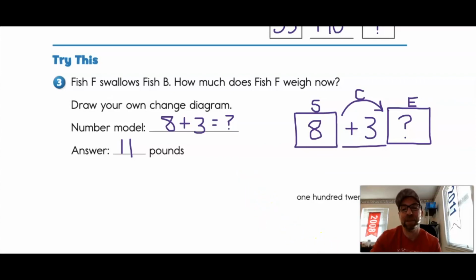Awesome job. All right, 2nd grade. Today, we revisited the start, change, end diagram, and we solved some change to more number stories. You're going to have some practice problems in your seesaw activity, and I can't wait to see how smart you are.